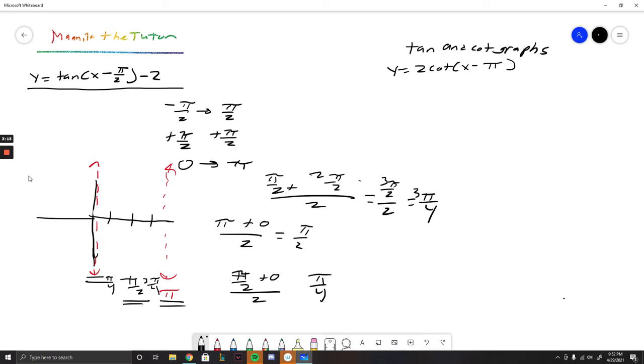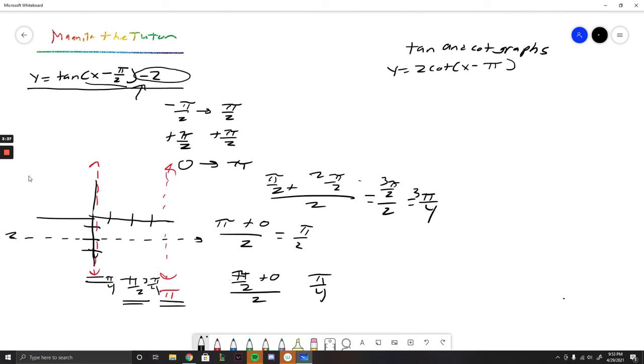Okay, so now what we can see is that we're being shifted down by 2. So we've handled this shift. Now we need to handle this shift. So we're going to go down 1, down 2, down 3. So then our new midline is going to be this.